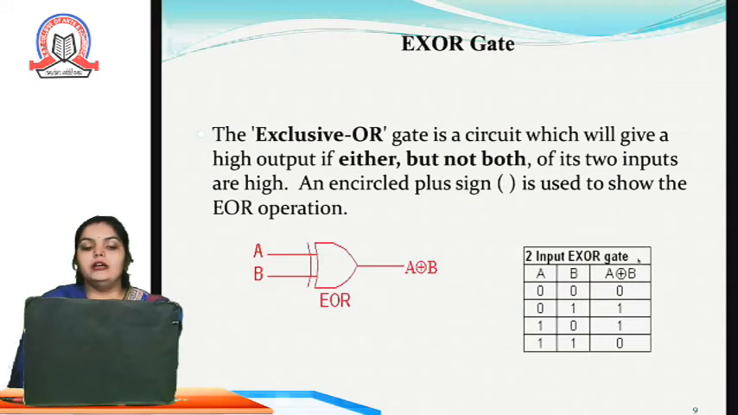And here is the truth table. As you can see in the truth table, 0 0 is low, you will get the result 0, and if 0 1 is present, you will get the high result. If 1 0 is present, you will get the high result, and if both the inputs are 1 1, meaning high, you will get the result low.